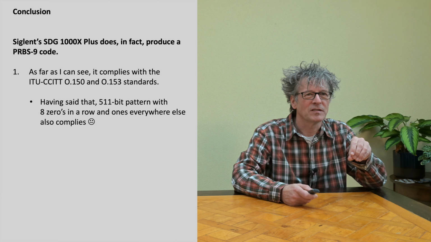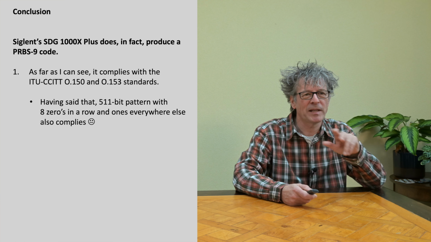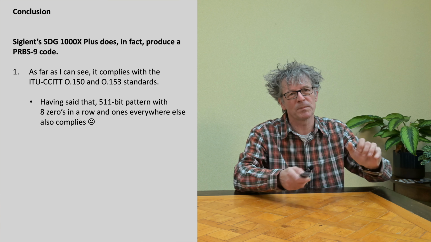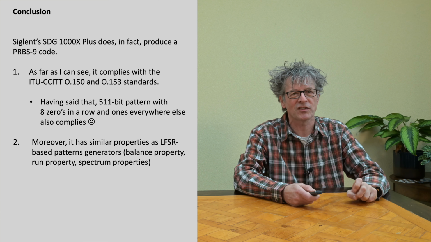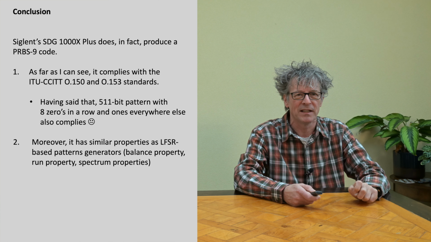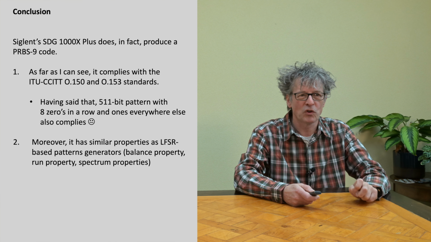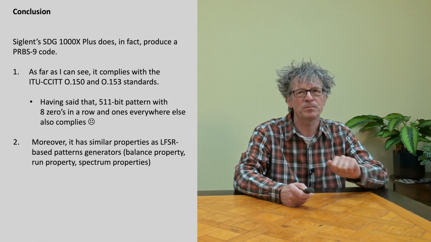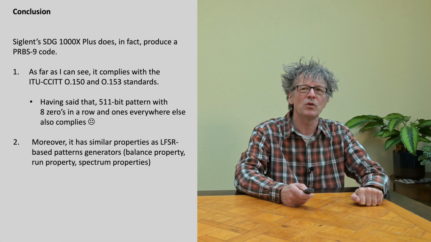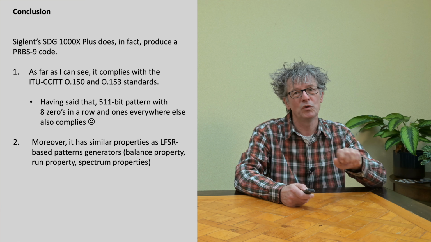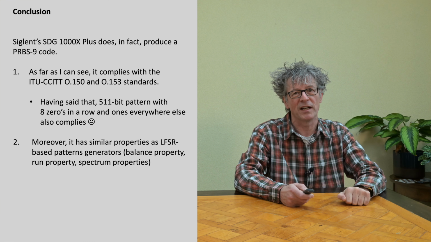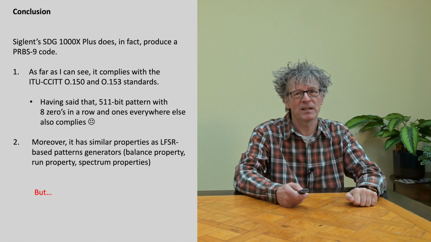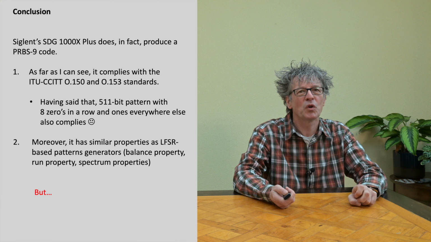Now, the Siglent SDG implementation goes one step more, because its other properties, as we've seen in these videos, are similar to those created by shift registers. So the balance property, the run property, all the sequences that can appear, the spectral properties, etc. They're all kind of similar to what I find in all my other devices. But, there's a but, similar is not identical.